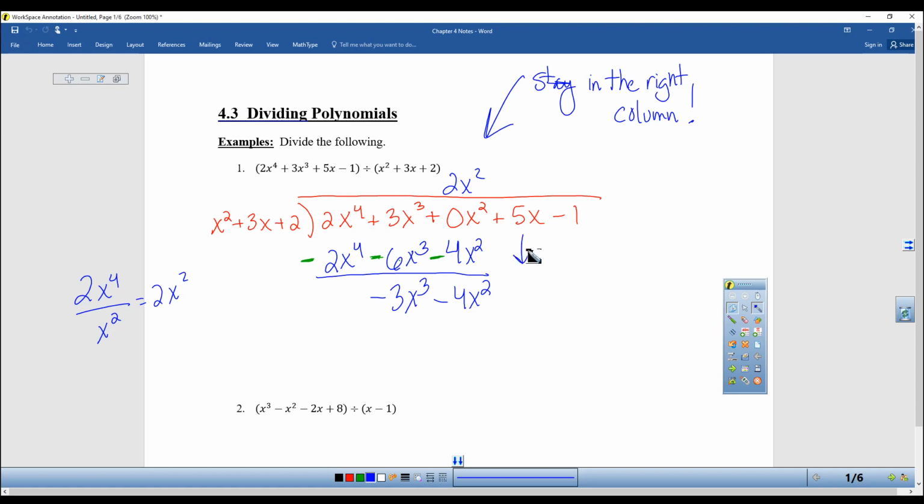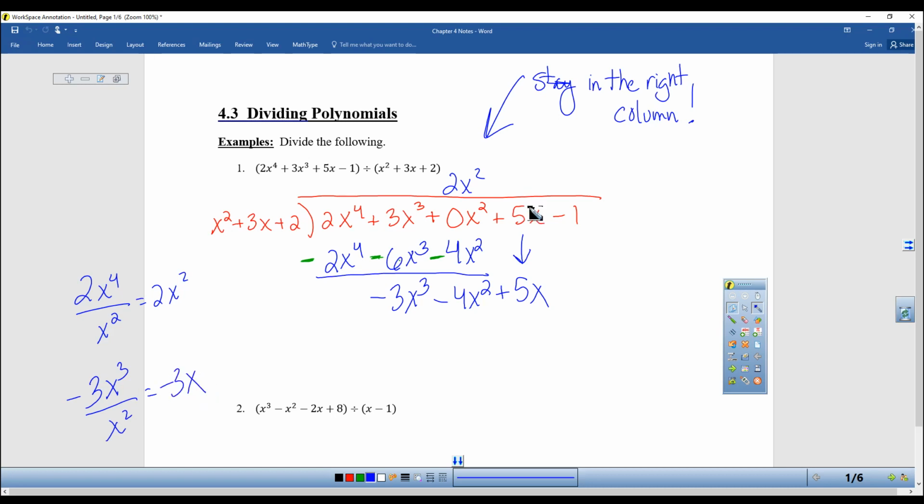What is the next step in division? To bring down. So I bring down my 5x. And again, some people intuitively can see what times what will make 3x cubed, but if you can't, you can do that problem over on the side. Negative 3x cubed, just do the first divided by the first. Over x squared would give me negative 3x.